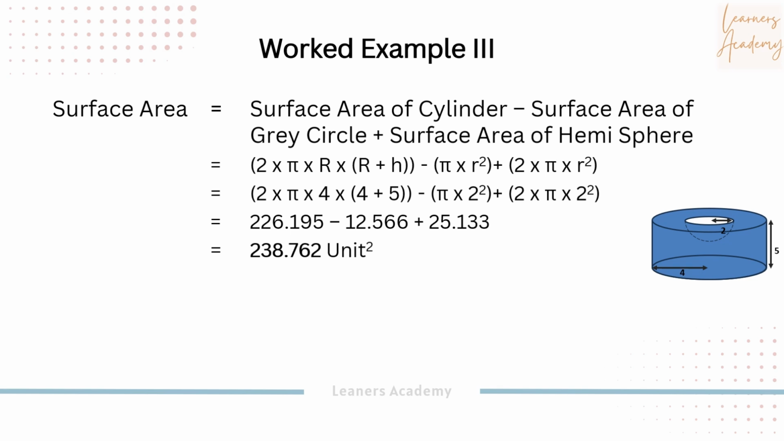238.762 unit square. So in the end, it is all about the volume and surface area of the basic shapes of which the composite shape is made up of. In some cases, we will add up the volume of the basic shapes to get the volume of the composite shapes. However, in some cases, we have to subtract the volume of the basic shapes out of the composite shape. For surface area, we have to take into account all the exposed surfaces.